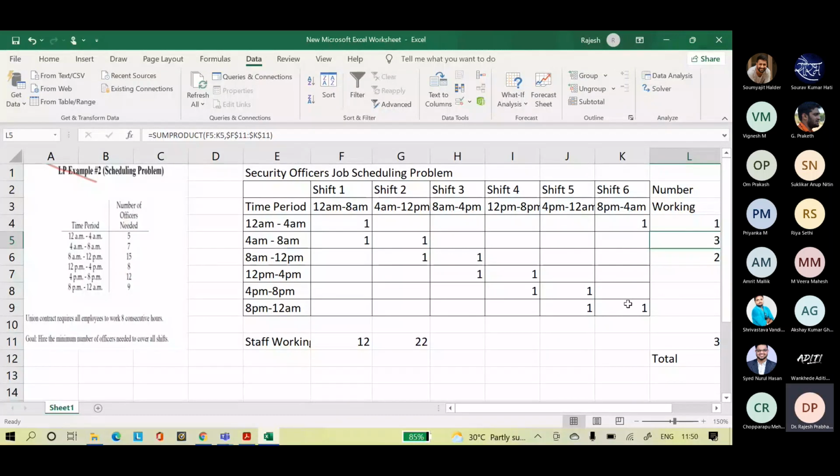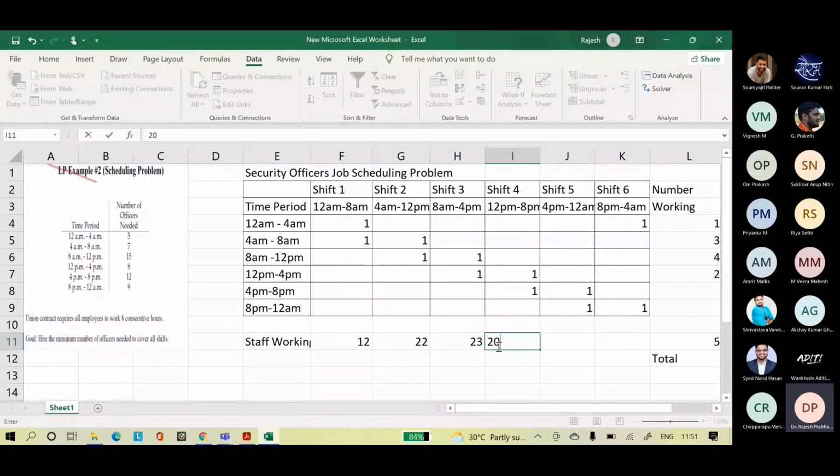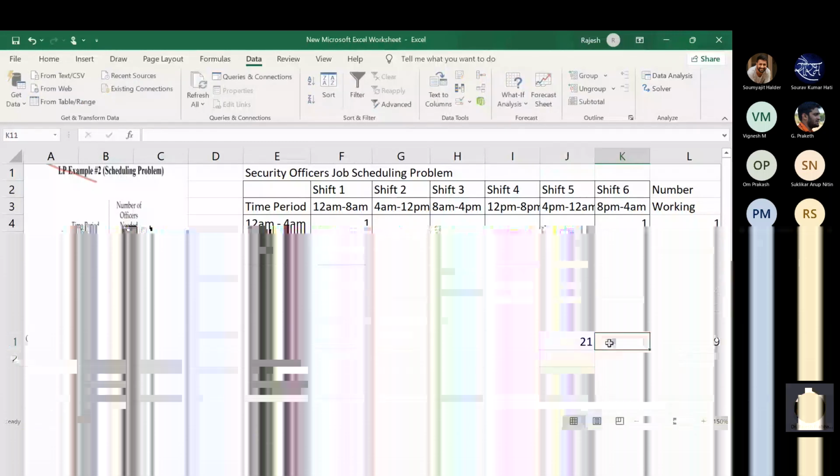So the last shift is 8 p.m. to 12 a.m. and 12 a.m. to 4 a.m. That's why I moved the 2 ones here. So in this shift we have 22. In this shift, how many will we have? 8 a.m. to 4 p.m., 23 people will be working. 12 p.m. to 8 p.m., 20 people will be working. 4 p.m. to 12 a.m., 21 people will be working.